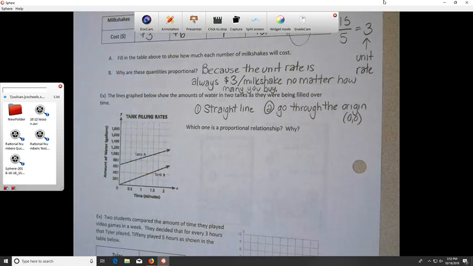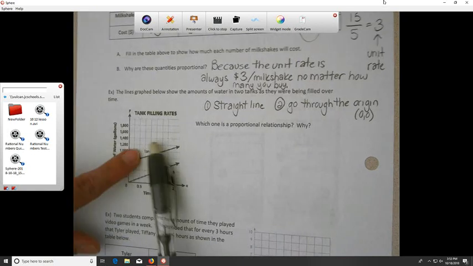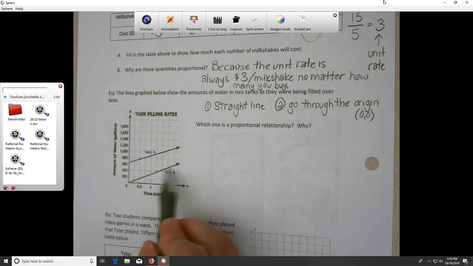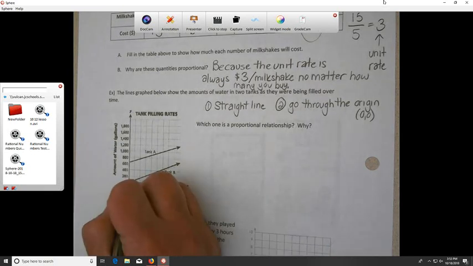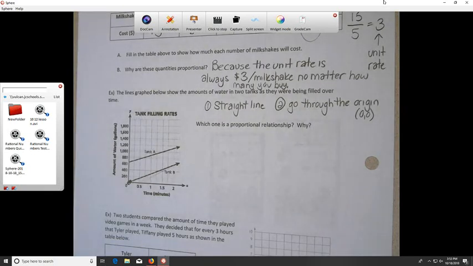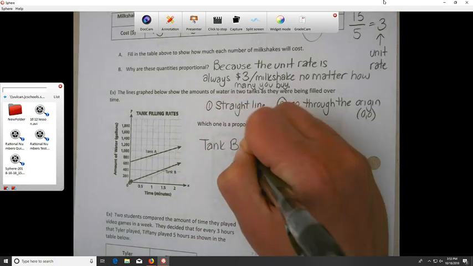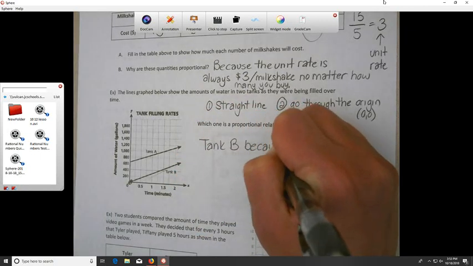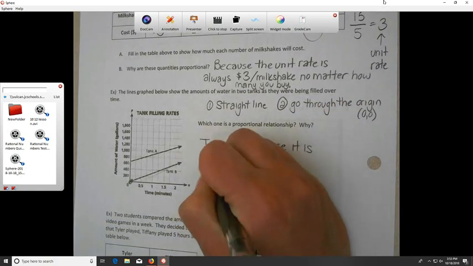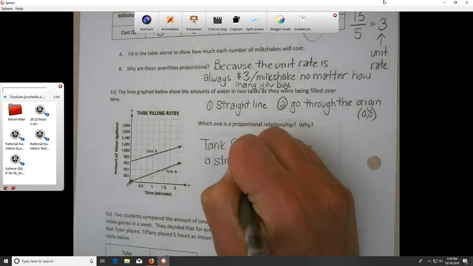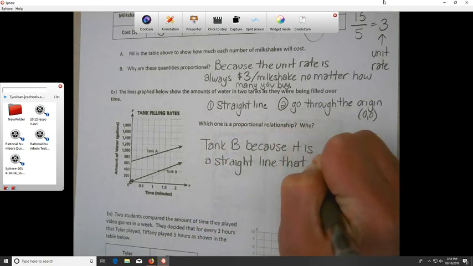So when I look at this question, it says which one is proportional and why. I'm going to look at my two lines. Tank B is the one that's a straight line that's going through the origin. It's going through 0. So I'm going to say tank B because, and then I'm just going to list my two things. It is a straight line that goes through the origin.